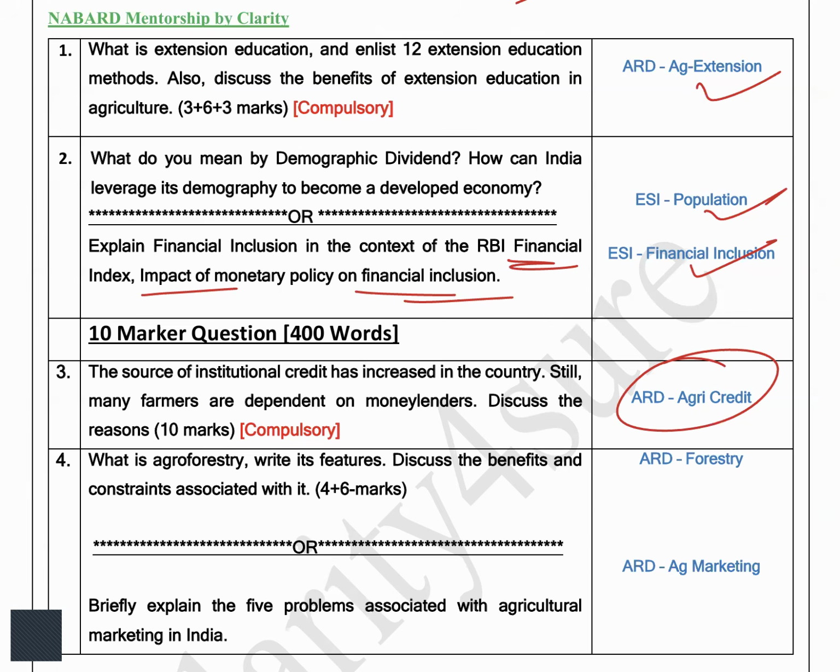So descriptive questions are quite predictable, right? If you know the basics, if you know the basic points, then it will be very easy for you to attempt the question. Then what is agroforestry? Write its features, discuss. This question is also repeating year after year. So this is again a very important topic, agroforestry. They are giving it again and again. So this question you can see, 4 plus 6 marks that they have asked right over here.